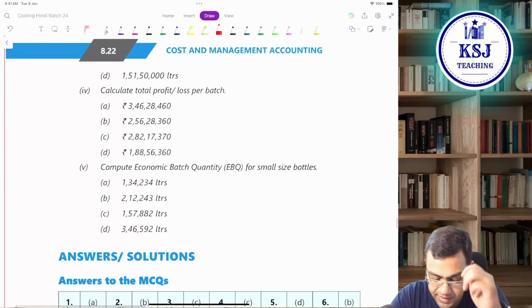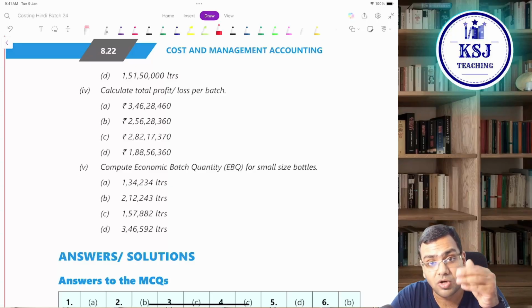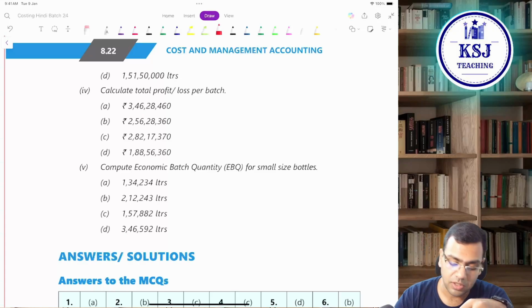Next part, they say calculate the total profit or loss per batch. How will you calculate the total profit or loss? That will be your sales minus all the cost. Cost will include material cost also, labor cost also, power consumption cost also, packing cost also, other fixed cost also. From sales, you have to subtract all the cost. Now, material cost and all we have calculated.